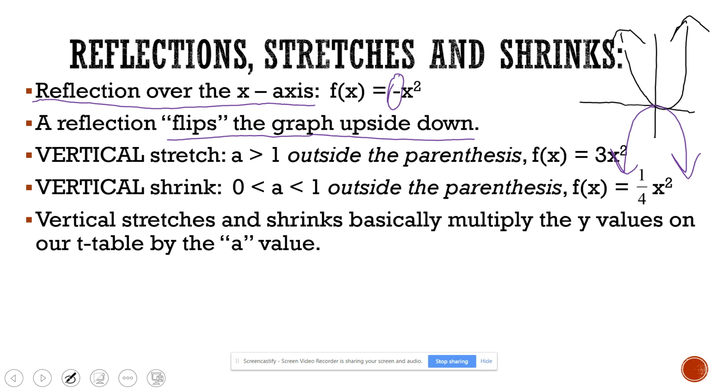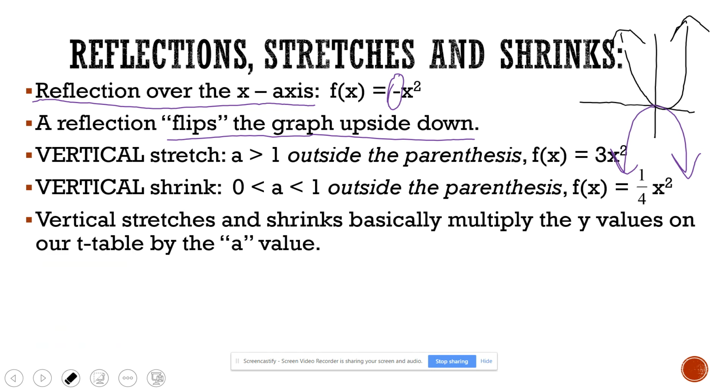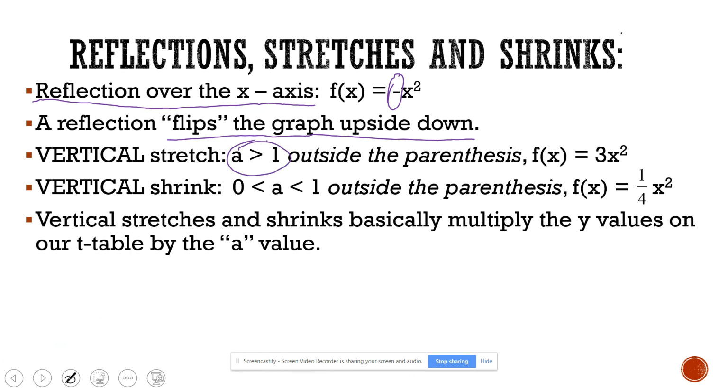A vertical stretch means that on the outside, again, after the equal sign, but before the x, we have a number that is greater than 1. So this 3 means that our graph, the arms of our parabola, have been stretched. If this is our parent parabola, then we've stretched it closer to the y-axis vertically by 3.